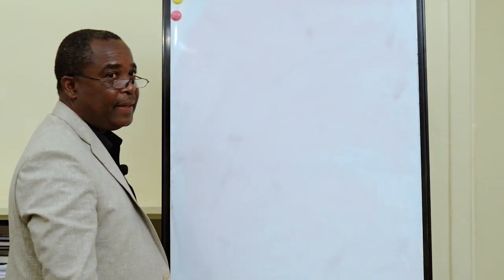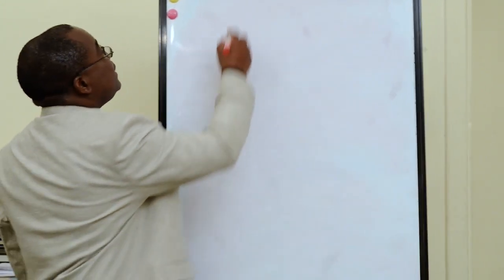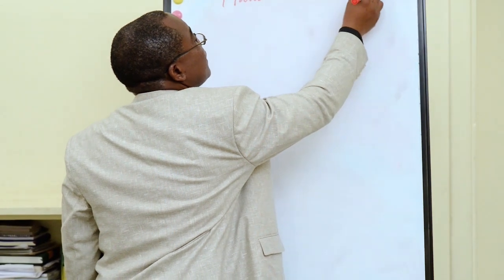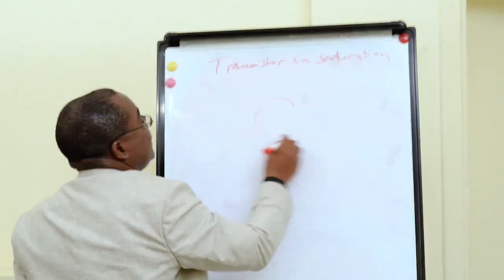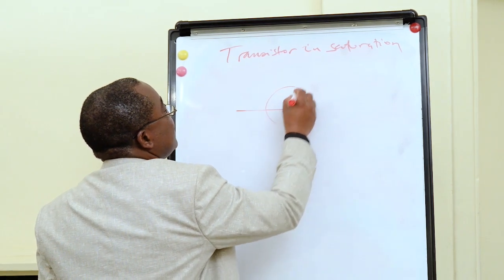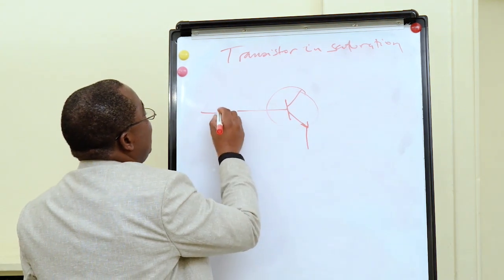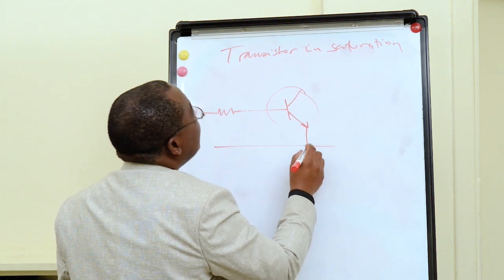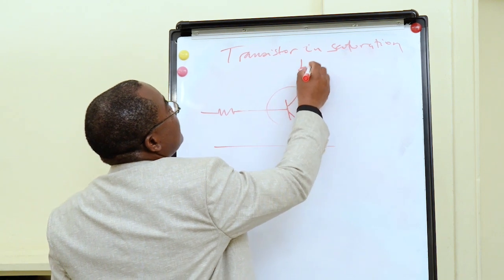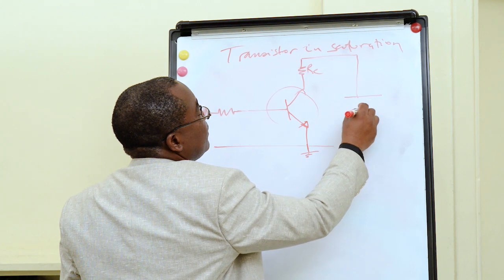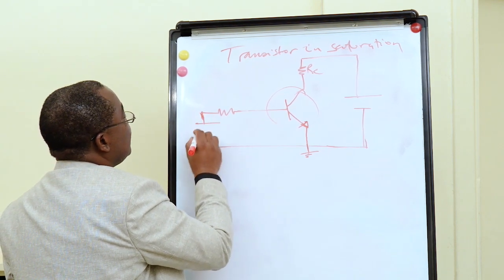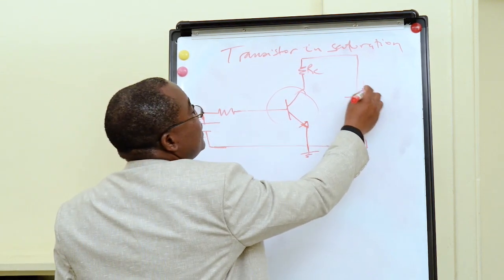Let's see a transistor in the saturation region. Let's have our transistor circuit here. This is NPN. We have our RB here. This is the common emitter, we ground here. We have our RC here and our battery. And also here we have our input battery. The source here is positive, negative, and here is positive, negative.